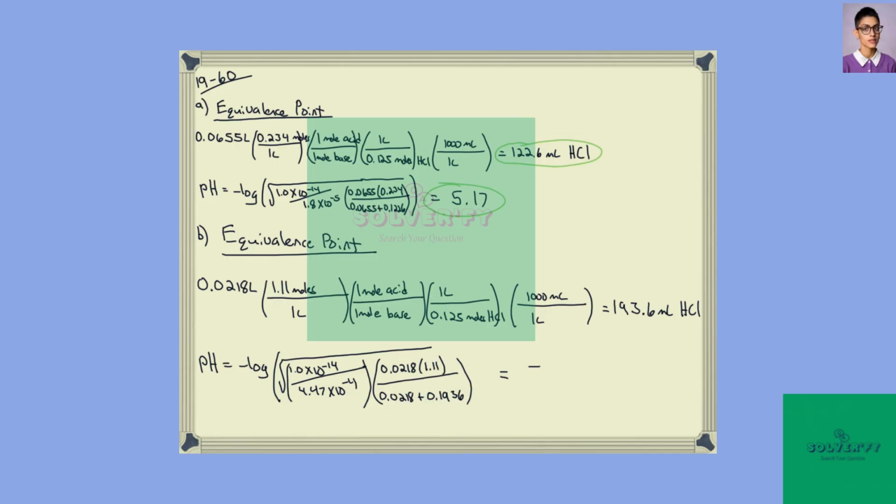Multiplied by the Ka for the weak acid, and then we take the square root, we get the hydronium concentration. We take the negative log then of the hydronium concentration, and we get the pH, which is 5.80.